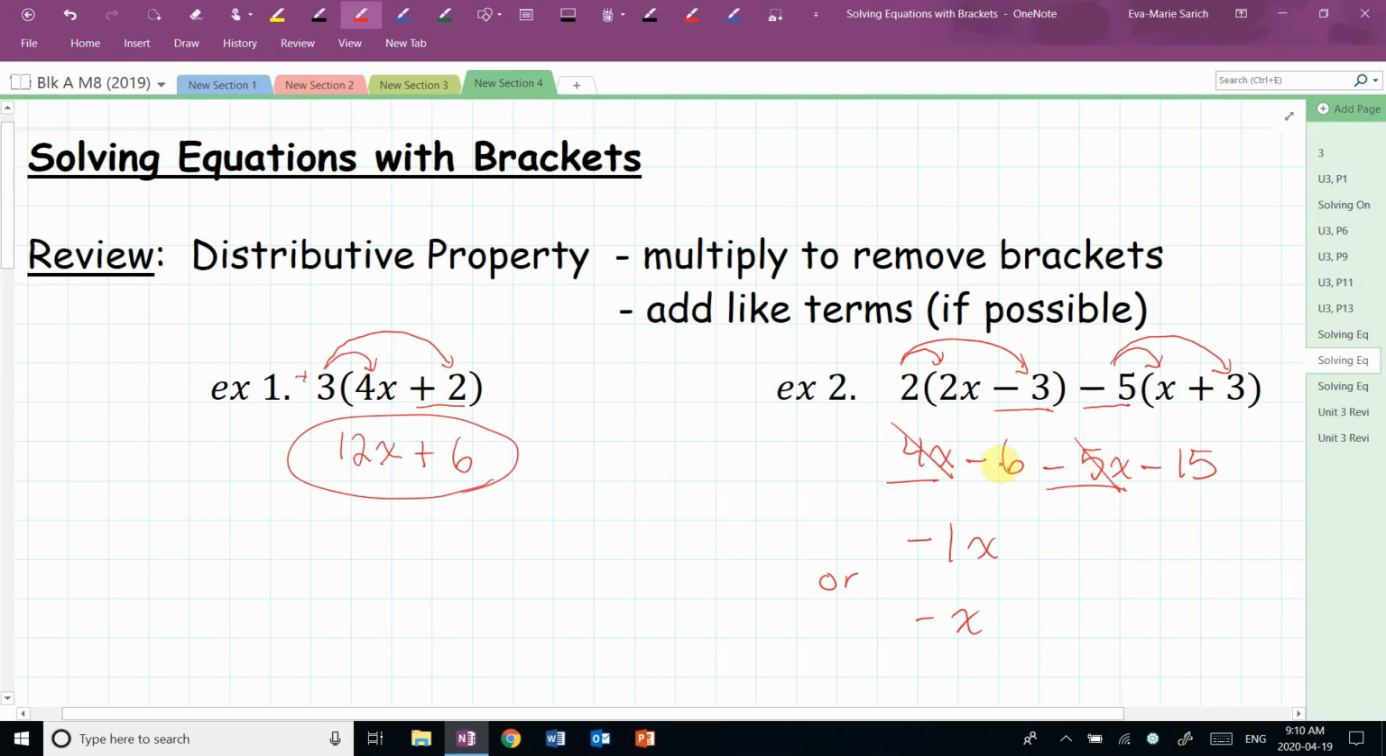And now we're going to put numbers with numbers. So negative 6 and negative 15. Thinking temperature always when we add together. So cold added to more cold is going to give us colder. So that's going to be negative 21. So negative 1x minus 21, or just negative x minus 21, is the answer to the distribution there. Okay, now we want to use that skill in solving equations.